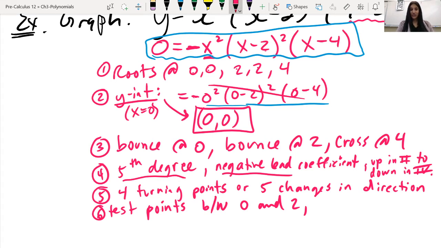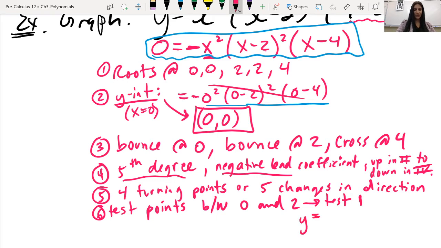Yeah, just between, we'll start with that maybe. So testing points between 0 and 2. So maybe we can just test 1. Test the value 1. So that would mean I just plug in 1 for x.